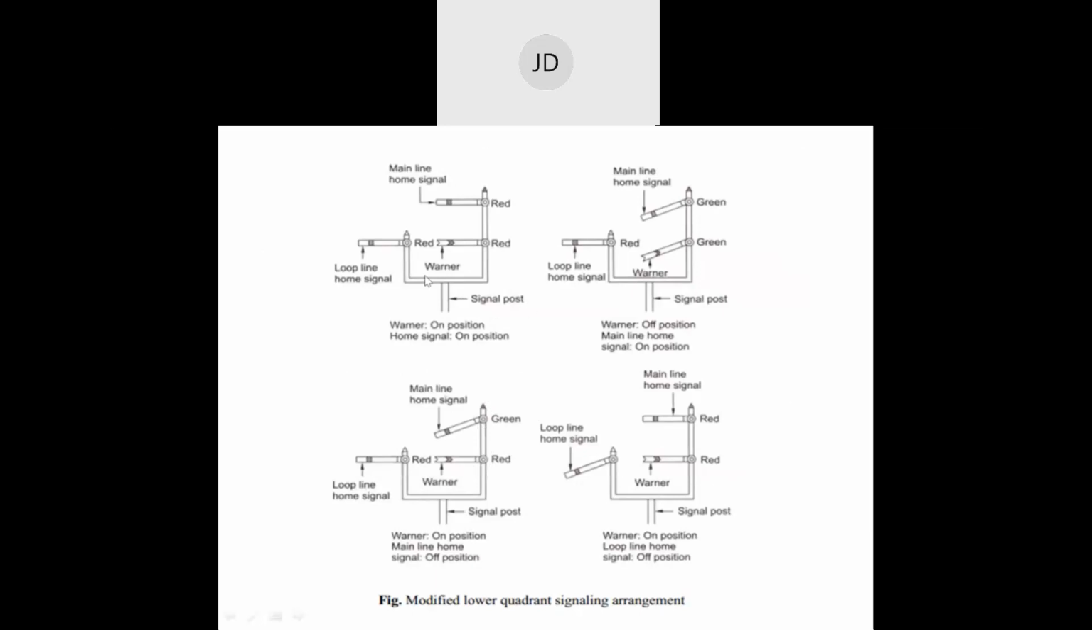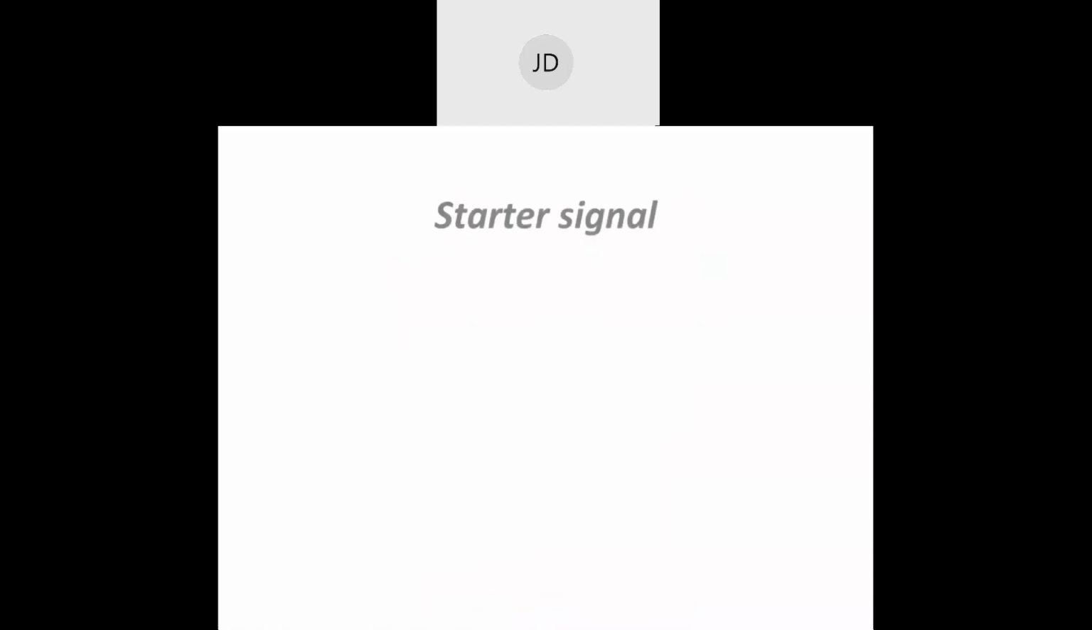So there are different combinations of modified lower quadrant signaling arrangement, that is, a particular Warner signal when it is on, and a Warner signal when it is off. So there are different combinations. You just go through this diagram. Fine. So next, after home signal, we have what?